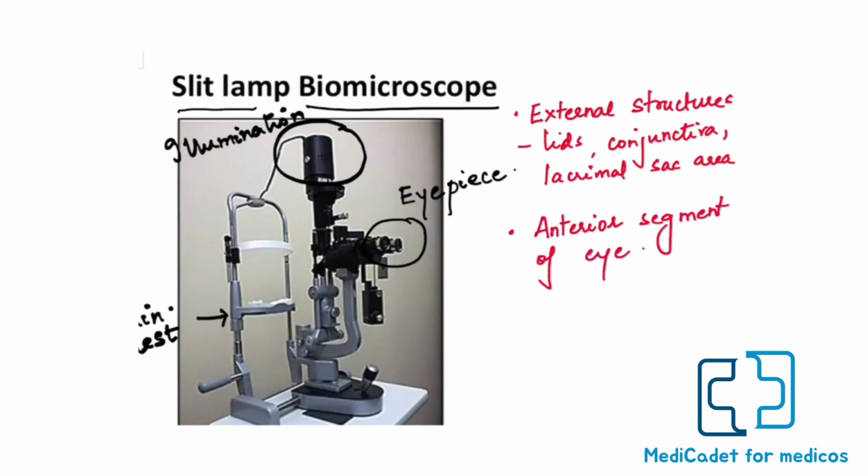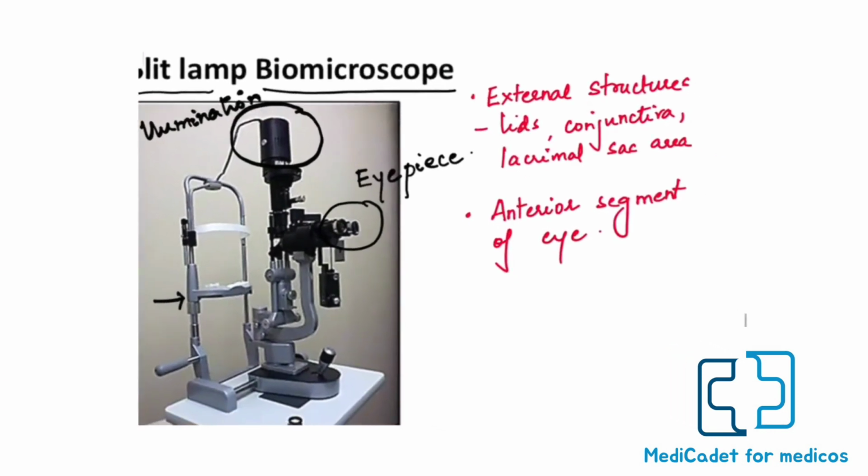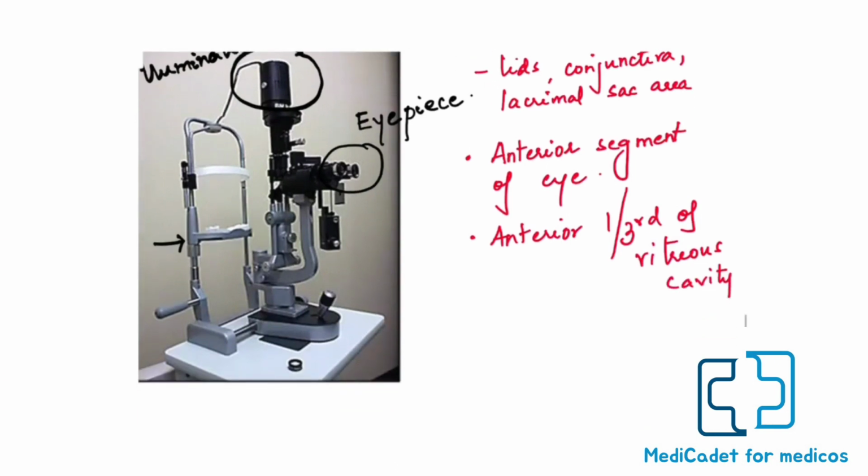So all the structures including in front of and including the crystalline lens. It also helps us, we can see up to the anterior 1/3 of the vitreous cavity. So you can see the external structures, you can see the anterior segment, you can see up to the anterior 1/3 of the vitreous cavity, and you can also see here to this slit lamp, this structure is attached.